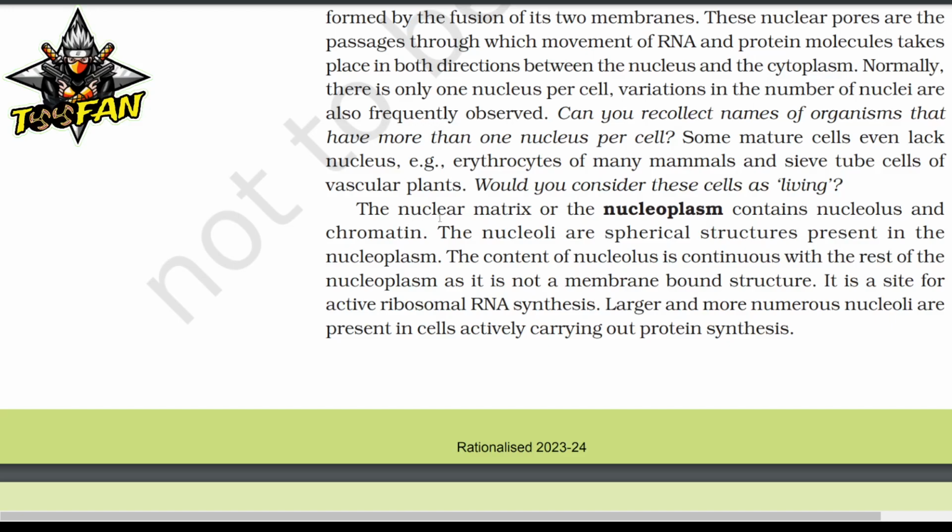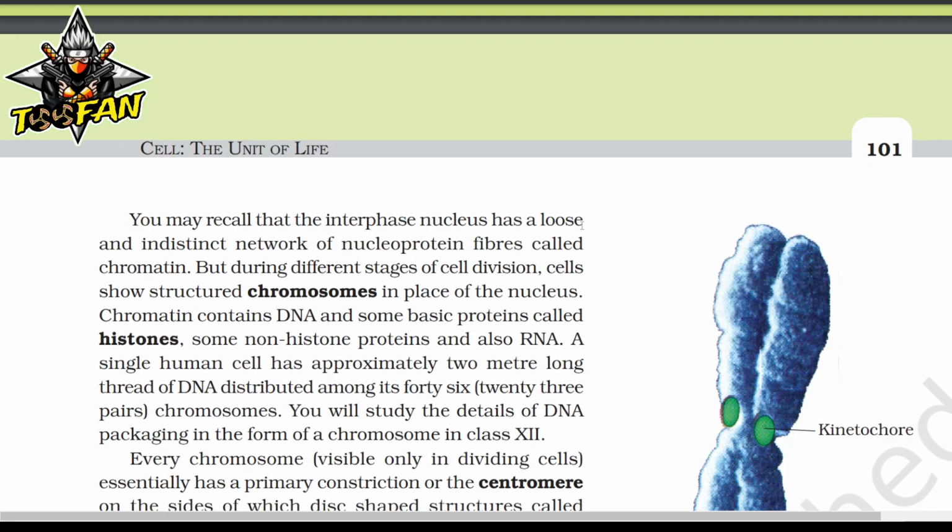The nuclear matrix, or nucleoplasm, contains nucleoli and chromatin. The nucleoli are spherical structures present in the nucleoplasm. The content of the nucleolus is continuous with the rest of the nucleoplasm as it is not a membrane-bound structure. It is the site for active ribosomal RNA synthesis. Larger and more numerous nucleoli are present in cells actively carrying out protein synthesis.